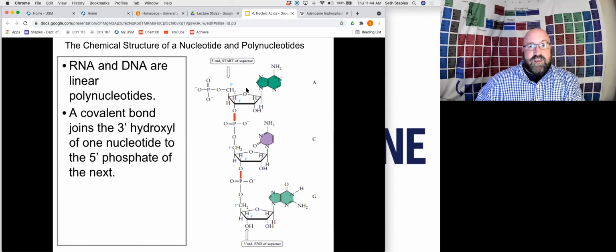What we can see here is three different nucleotides all bonded together. And each of those has a different nitrogenous base. Adenine here, cytosine here, and guanine here. And we'll see where that comes into play. Those different bases can come into play later on in the lecture.